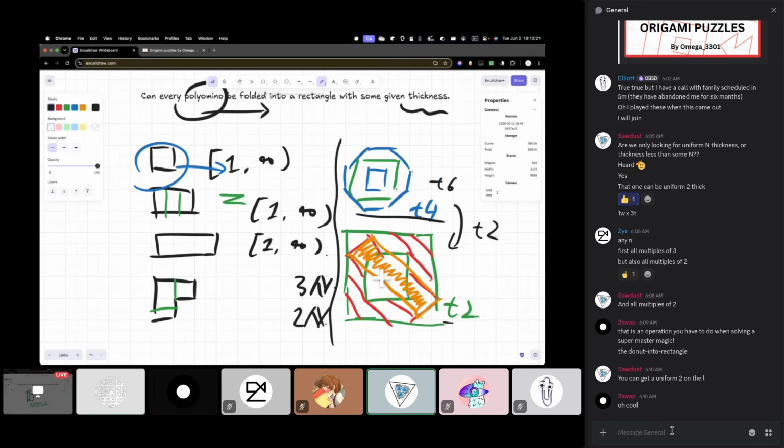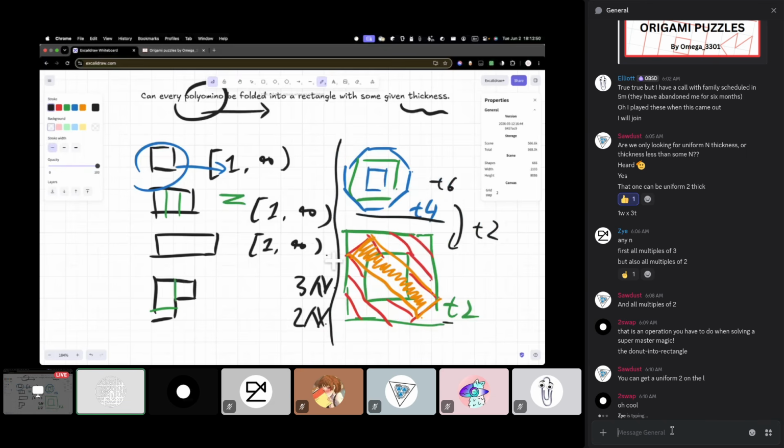Just to clarify really quickly, we're saying that we can do the diagonal folds as long as we end on a uniform rectangle. Yeah, we can do any folds, and by any fold, we'll assume straight line folds. Okay, any folds, not necessarily aligned to the grid lines and not necessarily orthogonal, as long as we end up with a rectangle with a certain thickness. Yeah.